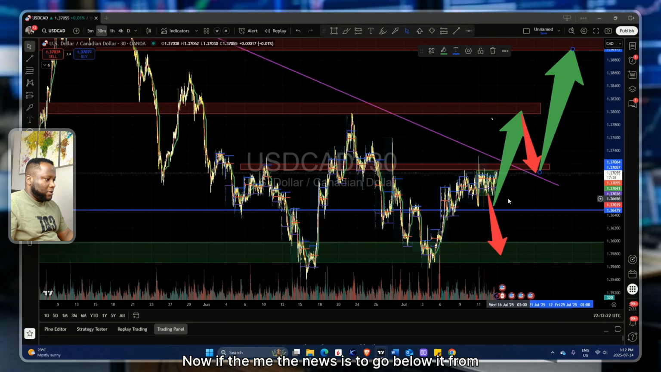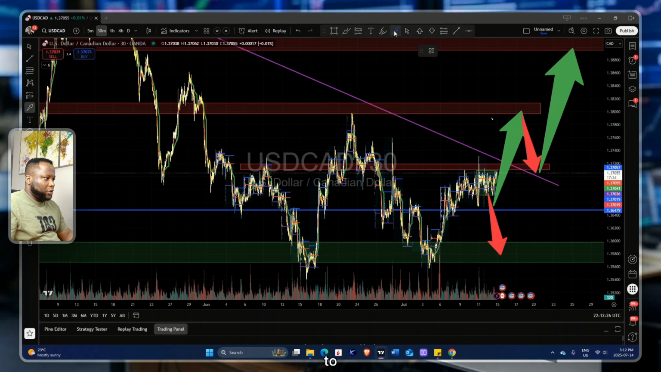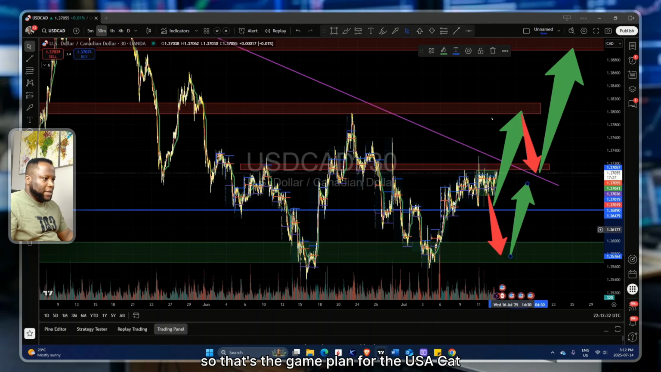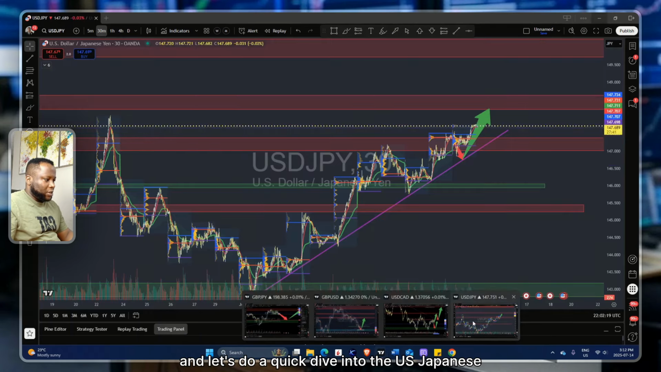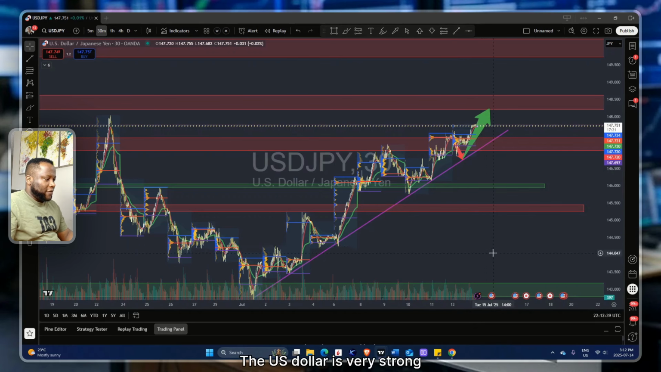Now, if the news is to go below it from here, I still want to take a buy from here to the resistance still. Okay, so that's the game plan for the USD CAD. And let's do a quick dive into the USD Japanese yen. The US dollar is very strong, and it almost went how I predicted, and it came to the trend line a little bit.